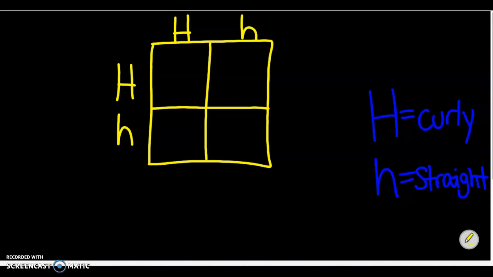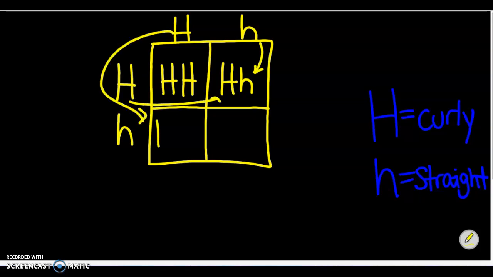So now we're going to fill in our Punnett square like we always have. So capital H, capital H, capital H, lowercase h. And remember, you're getting these from here and then bringing this down. And then again, we're bringing capital H down. So capital H, then lowercase h. All right, and the same thing, lowercase h, lowercase h.